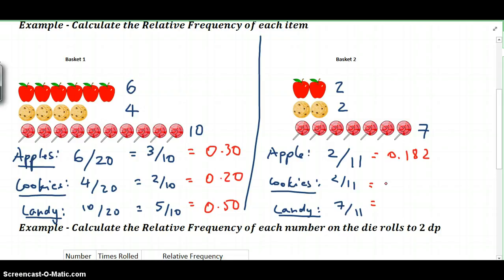1818. I'm just going to round it off to 3 decimal places. So again, this is 0.182, and 7 divided by 11 is equal to 0.636. So with this particular case, even though basket 1 has more pieces of candy than basket 2, the relative frequency of basket 2 is a lot higher than basket 1.